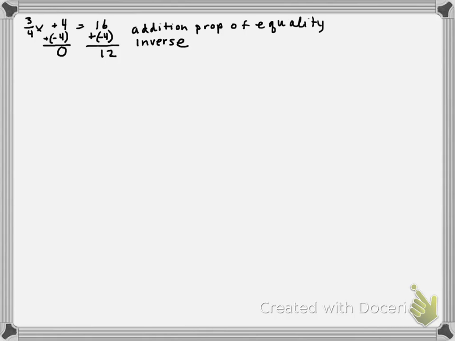So +4 and -4 equals 0. We'll bring down the 3/4 x because nothing changes there. Plus 0 equals 12. Now 3/4 x, can't forget the x there, 3/4 x plus 0, that's really the same as 3/4 x. That's identical. The 0 doesn't really need to be there. We can take that away and it's identical. So that is the identity property.